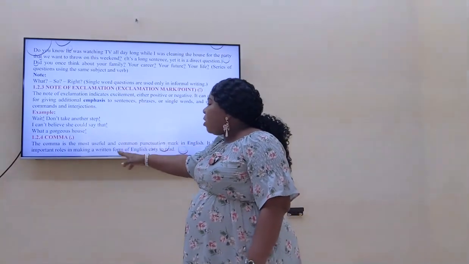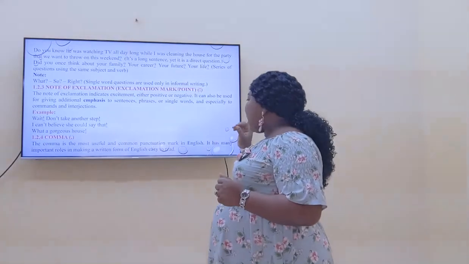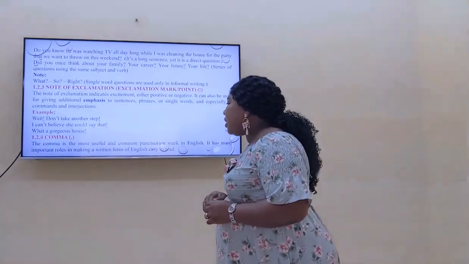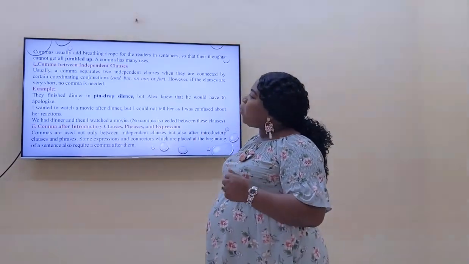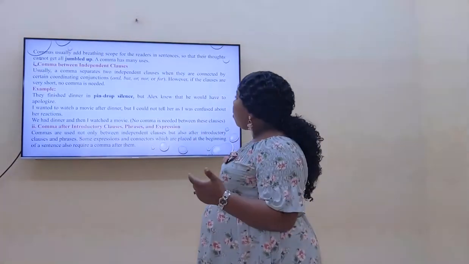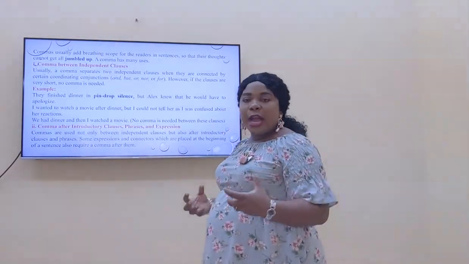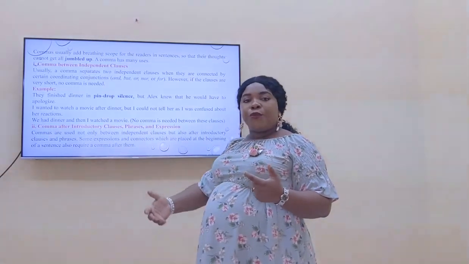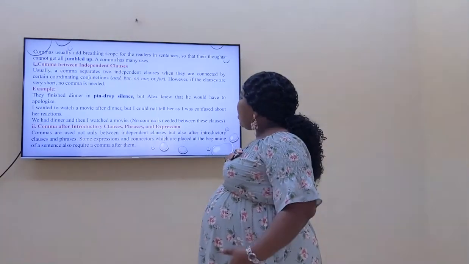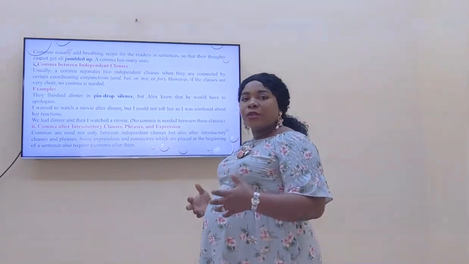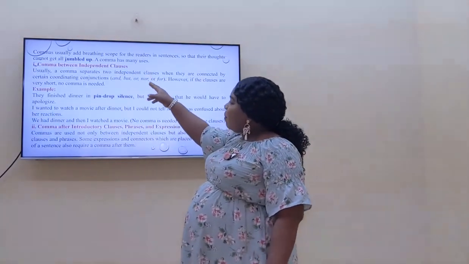Alright, the comma is the most useful and common punctuation mark in English. It has many important roles in making the written form of English easy to read. Commas usually add breathing space for the readers in sentences. So basically, a comma is used to help you catch your breath before you continue to finish up a sentence. Instead of just reading it voraciously, you use commas to catch your breath and then you continue. So we have comma between independent clauses.